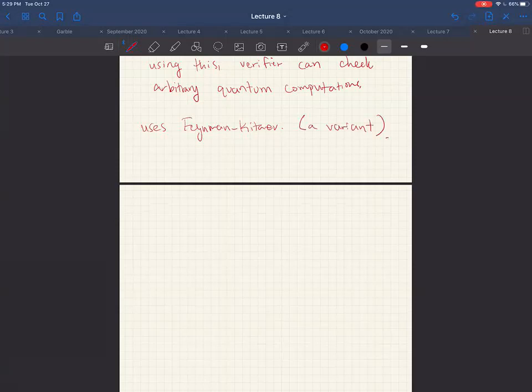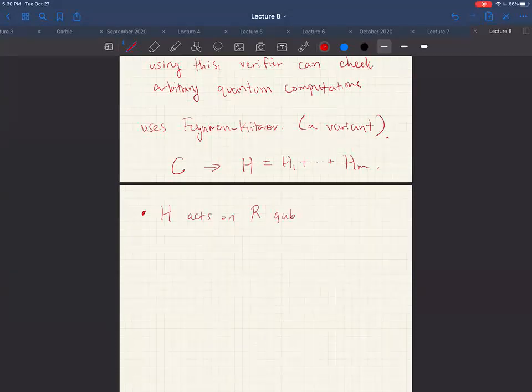So what's the variant? We saw that given any quantum circuit, you can map it to a local Hamiltonian. In this variant, it's going to map circuits to Hamiltonians, but this Hamiltonian is going to satisfy some different properties than before. This Hamiltonian is going to act on, let's call it R qubits. What's R? It's just going to be some polynomial in n.